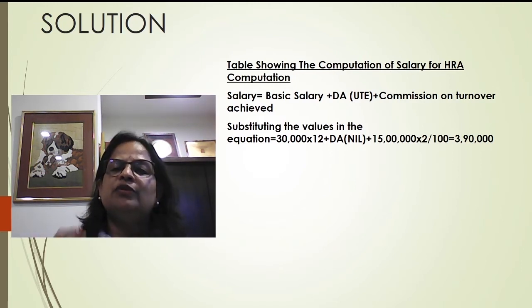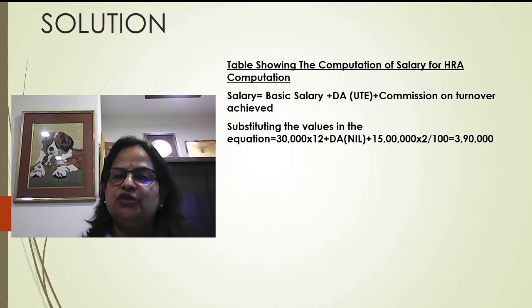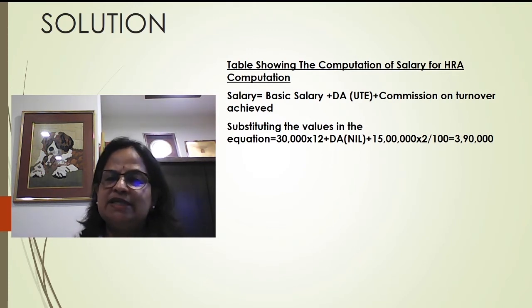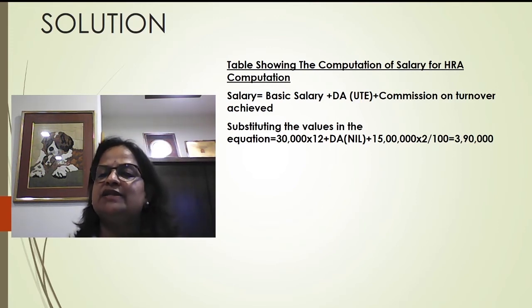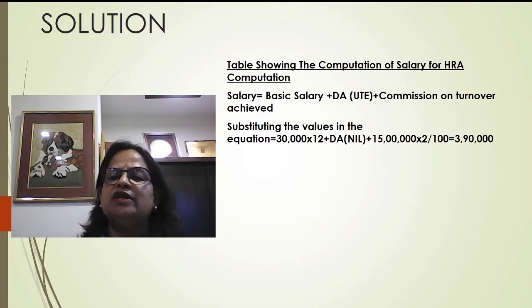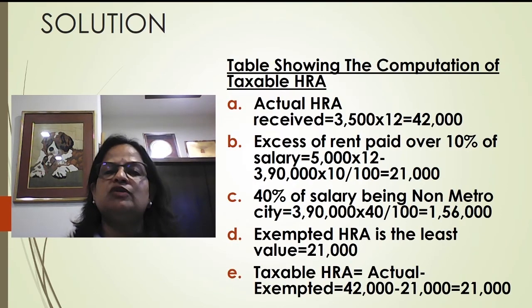Now in this question, DA was not there. 30,000 is his monthly salary. 30,000 into 12, plus DA is not there for the employee. So DA is nil, and 15 lakhs is the turnover he achieved. On that, 2% commission he will get, so that is 30,000. So 30,000 into 12, annual salary is 3,60,000, plus the 30,000 commission he is getting, 3,90,000.